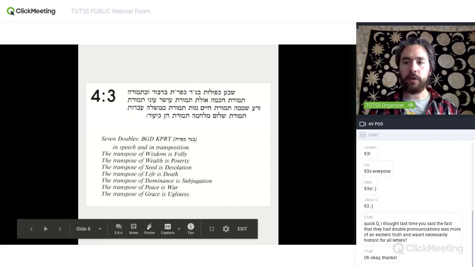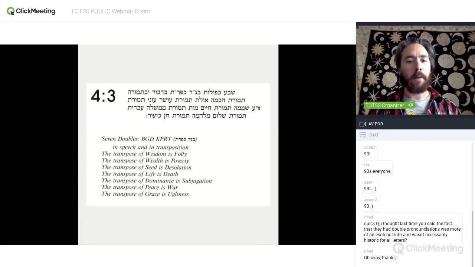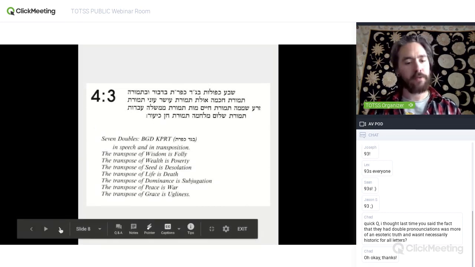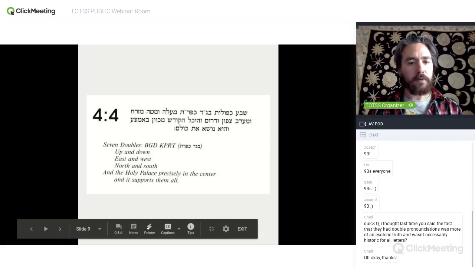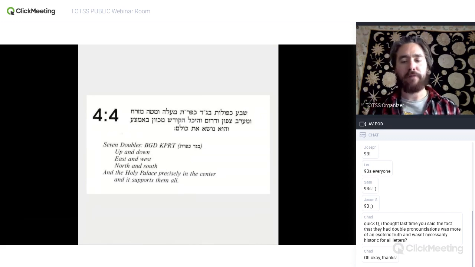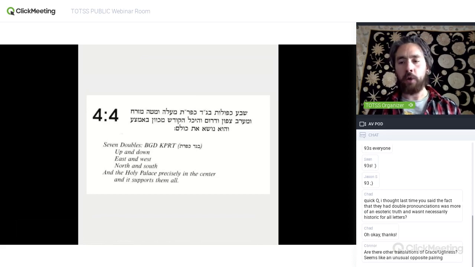So yeah, again, good to be aware of these things and this sense of a double expression, but we're not going to worry about how they correspond exactly with the letters or with the planets. Just move on. Okay, 7 doubles: Beth, Gimel, Daleth, Kaf, Pei, Resh, Tav. Up and down, east and west, north and south, and the holy palace precisely in the center, and it supports them all.